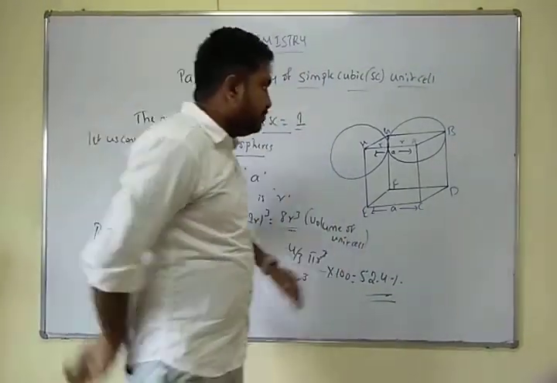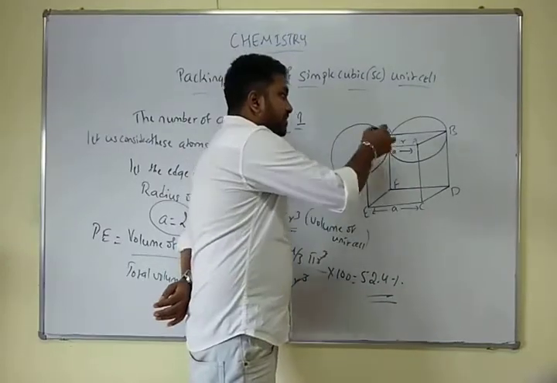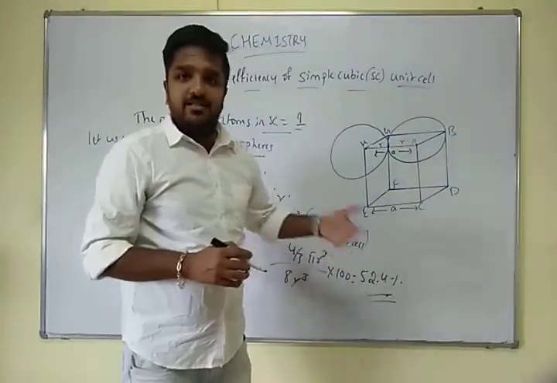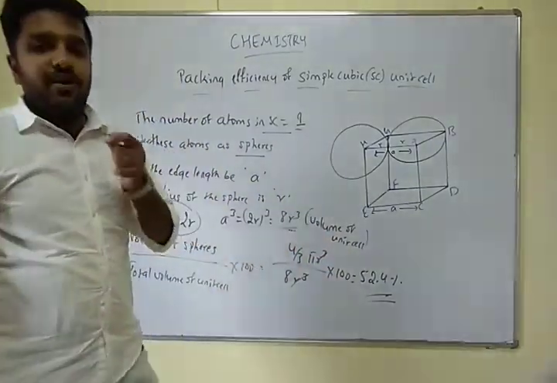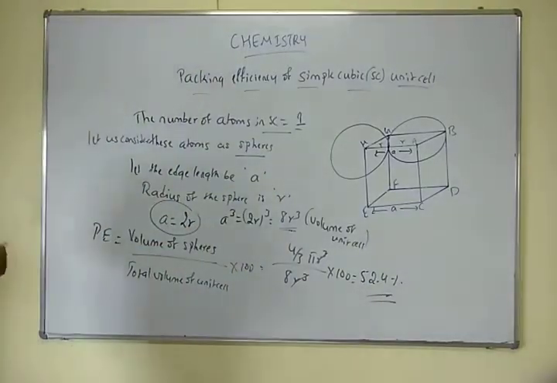That means 52.4% of the simple cube is covered by the spheres or constituent particles, and the rest, 100 minus 52.4%, that is 47.6%, is the vacant space, what we call voids. Now let us calculate that also.